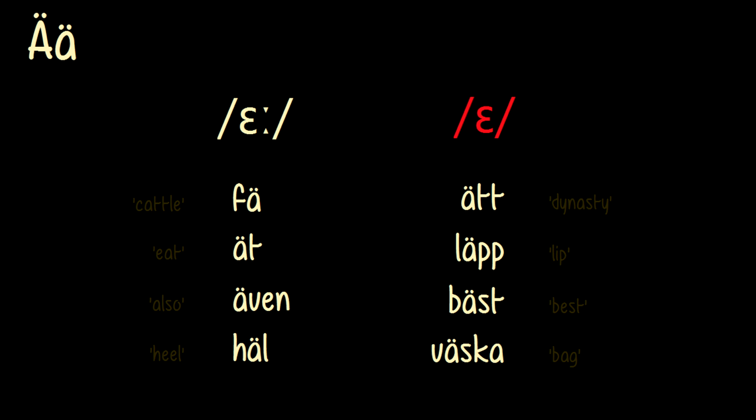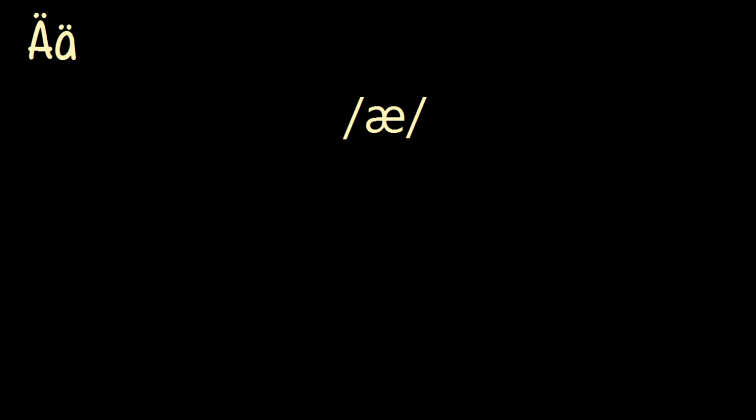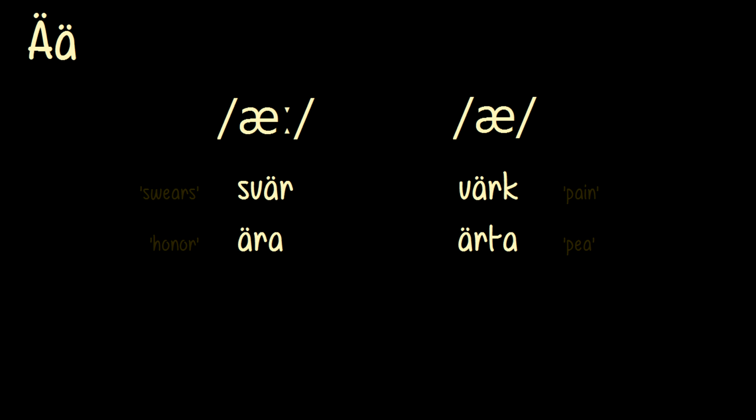Ä, ett, läpp, bäst, väska. There's one exception here though. Before an R, this letter is pronounced Æ, which is the same vowel as in English cat. This sound can also be long and short. Æ, svär, ära, verk, ärta. Then we have the letter E.